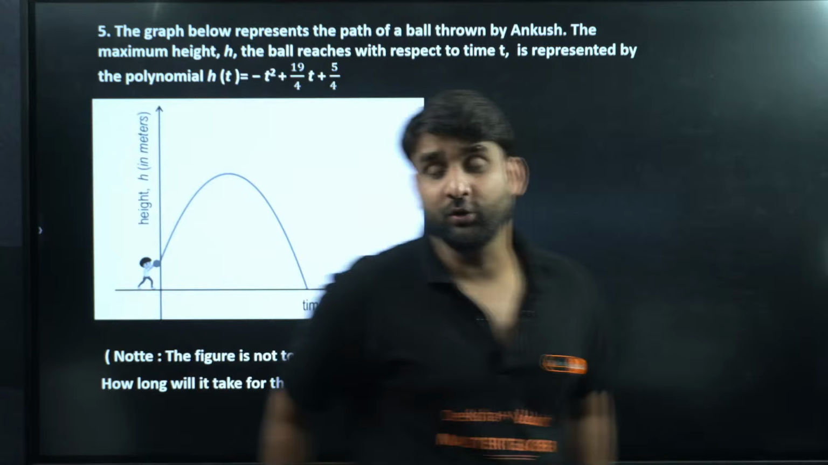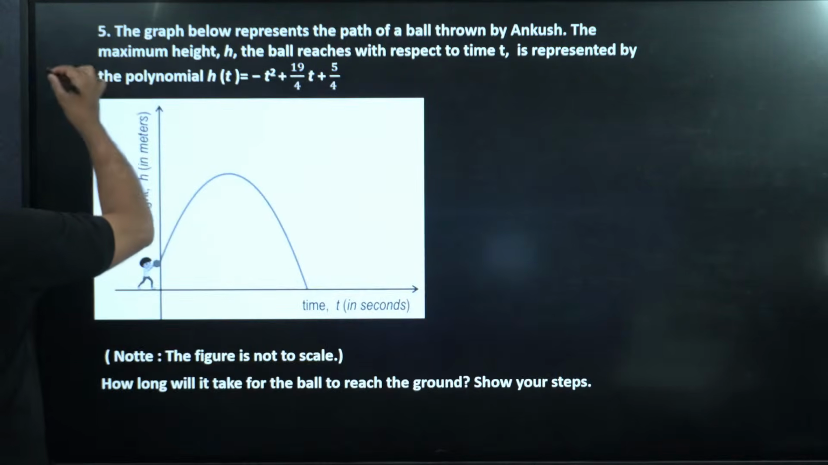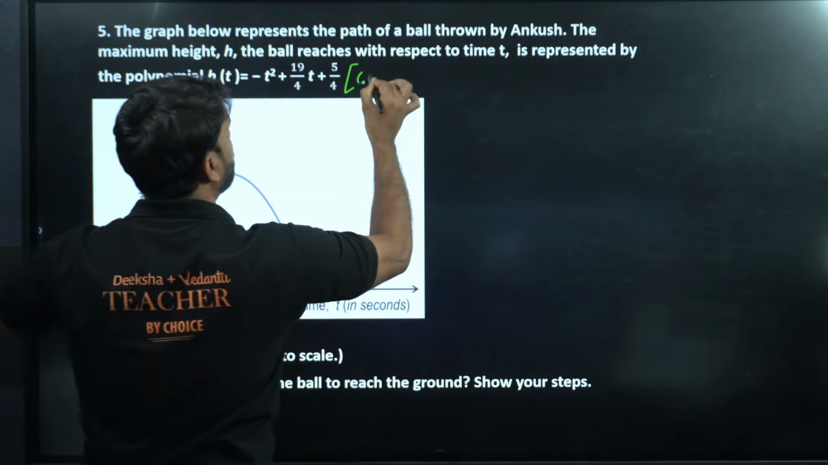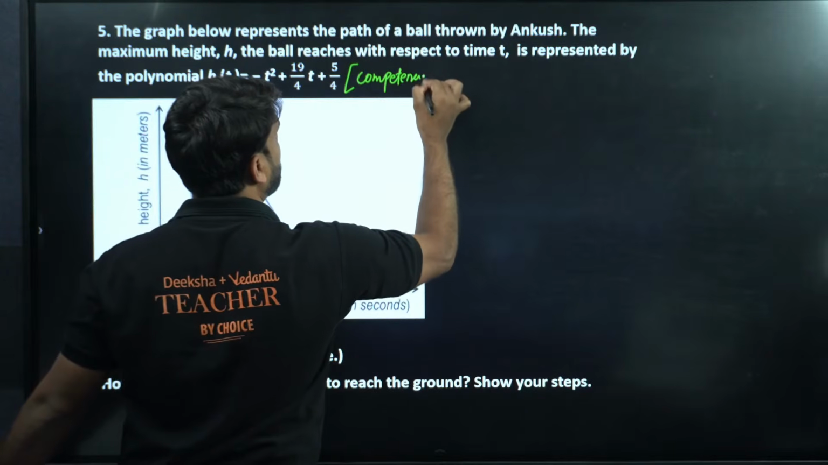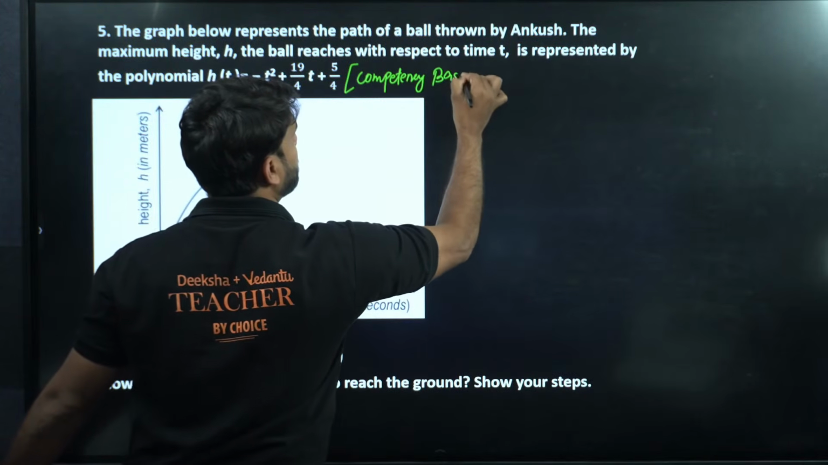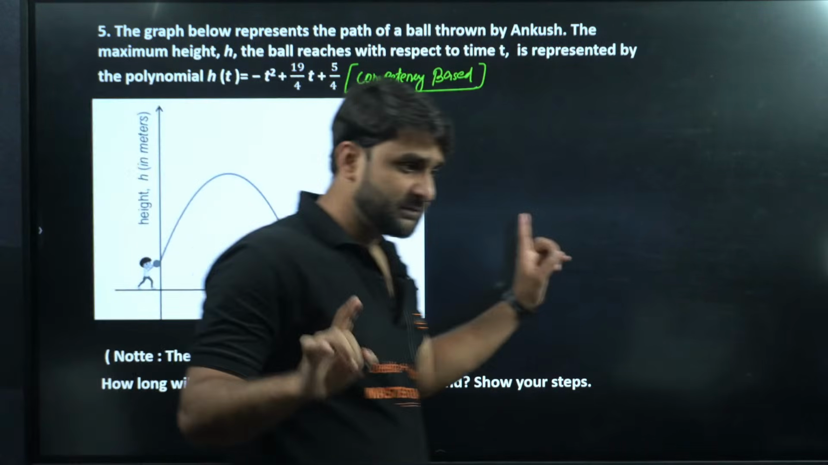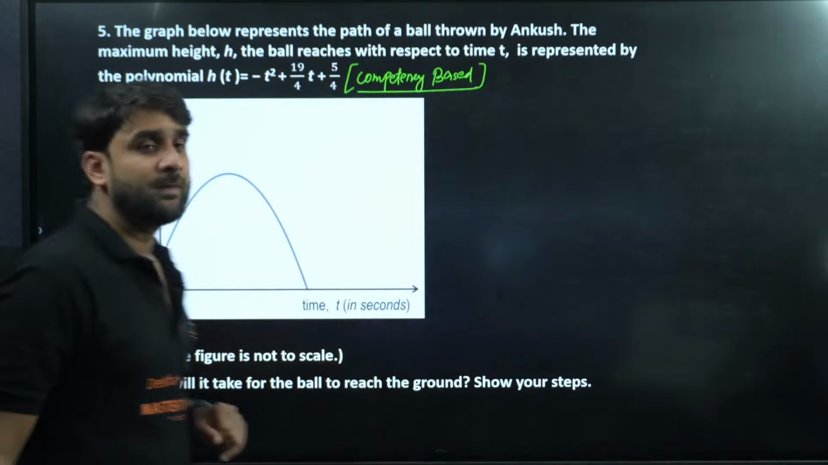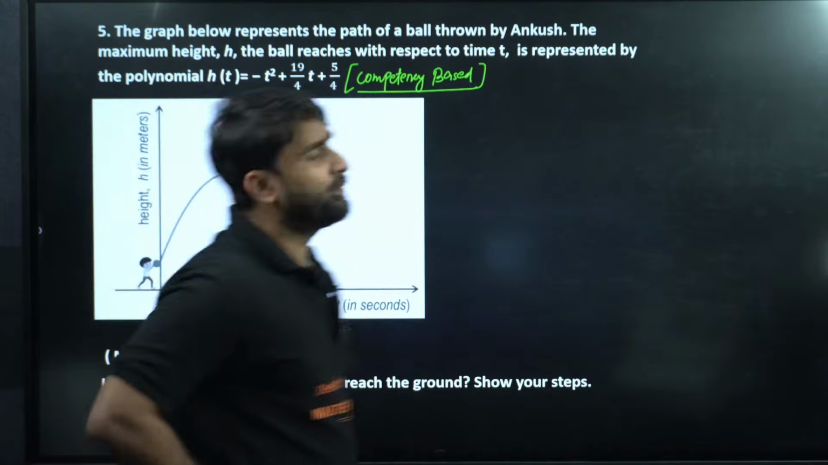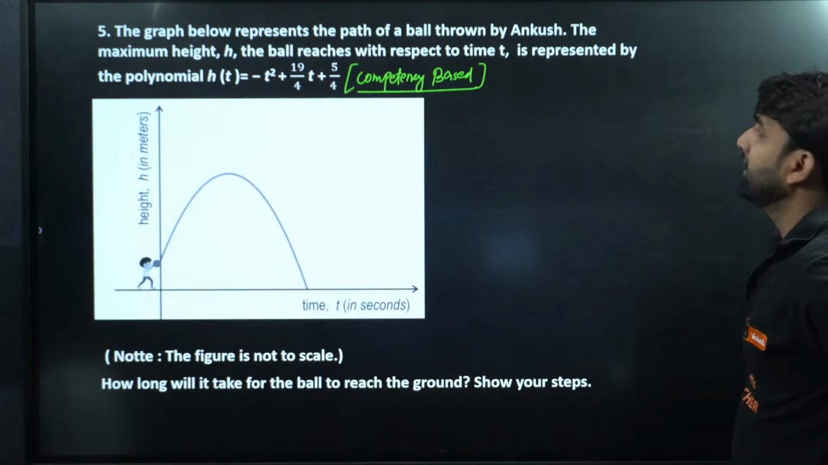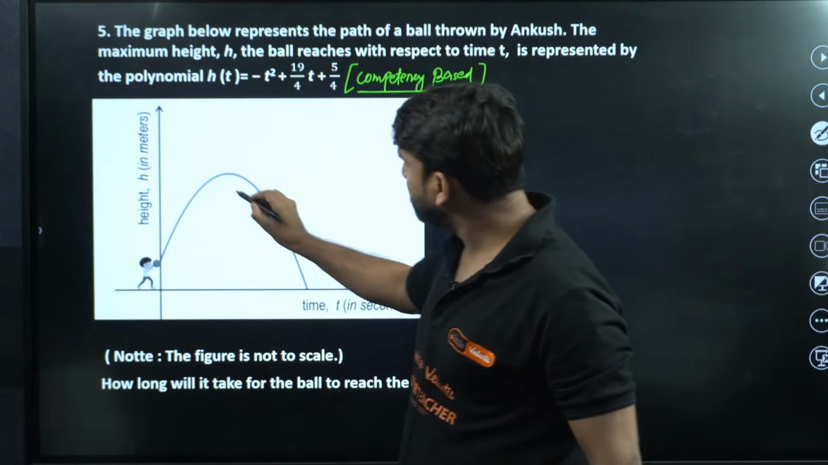Wow, good question. This is purely a competency based question. Such questions will be coming in your board exam. Yes, my dear. Such type of question like this. Okay, so the question is, the graph below represents the path of a ball thrown by Ankush. The maximum height, so where is the maximum height, everyone? Please listen. This will be the maximum height.